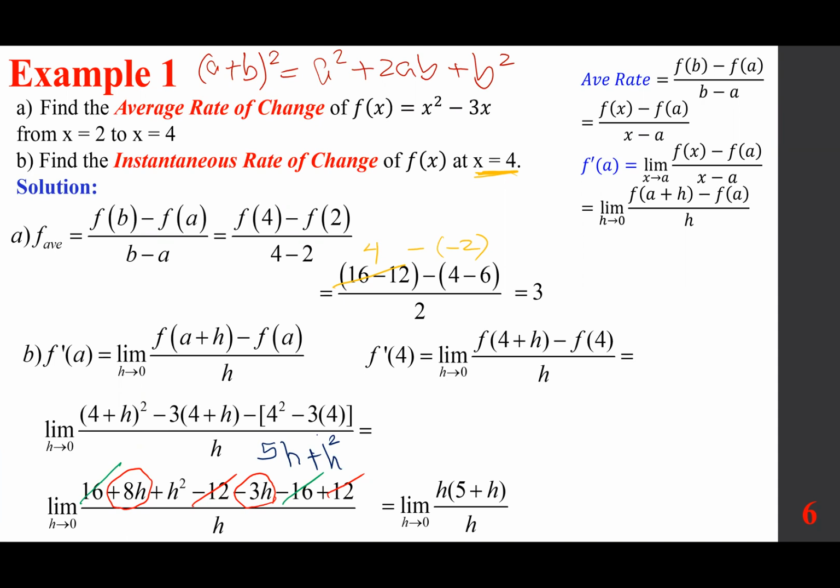Okay, class, this is the numerator. We factor out the h, we drop the h. Now we replace the h with 0, gives us 5. We are done. Okay, this is a very simple class. I hope everybody is comfortable with that. And this is it.